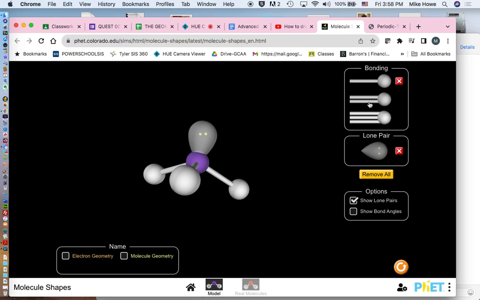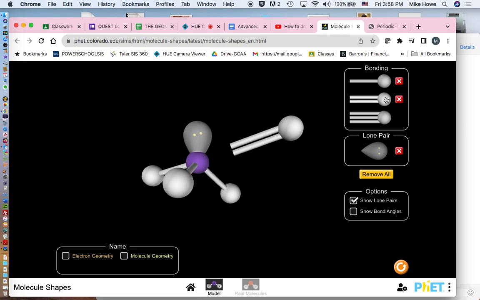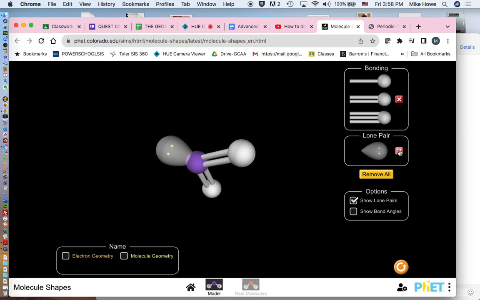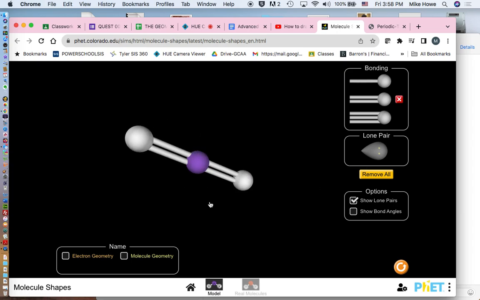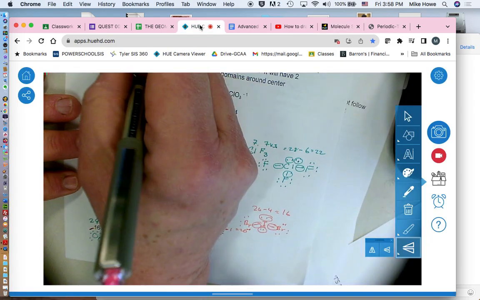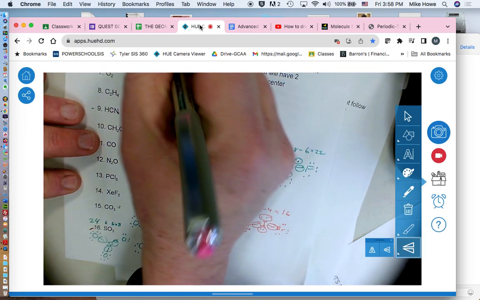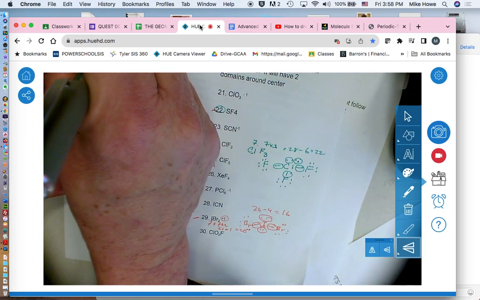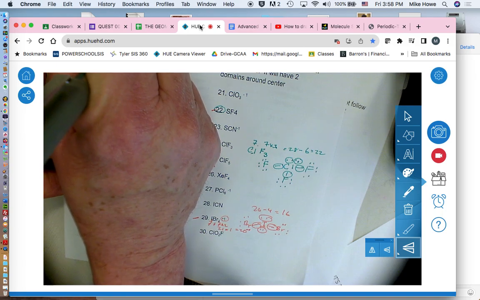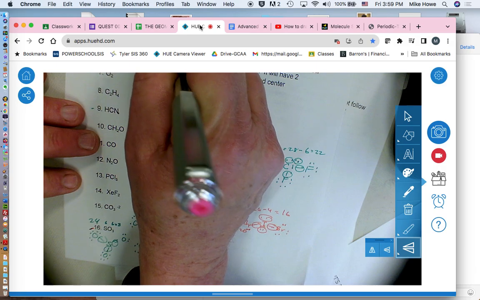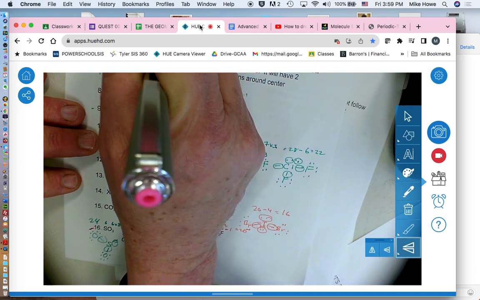Number 5 I've not drawn. I'm going to build it right here. So that's what it looks like when you build it. If you draw it, it looks like this. So you got a C and O's on the outside. You got to add up your valence electrons. 4. 6 times 2 is 12. 16. So take away 4 gives you 12. 1, 2, 3, 4, 5, 6, 7, 8, 9, 10, 11, 12.